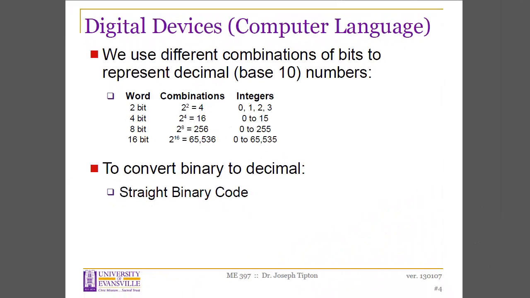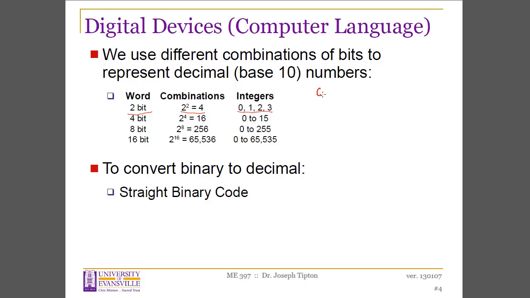So how does this work? Well, with computer language, we use different combinations of bits to represent our decimal base 10 number systems. So I have a table here. You could have, for instance, a 2-bit word, and with 2 bits, 2 0 or 1s, we can have 4 possible combinations, and those 4 possible combinations could stand for our base 10 numbers 0, 1, 2, or 3.